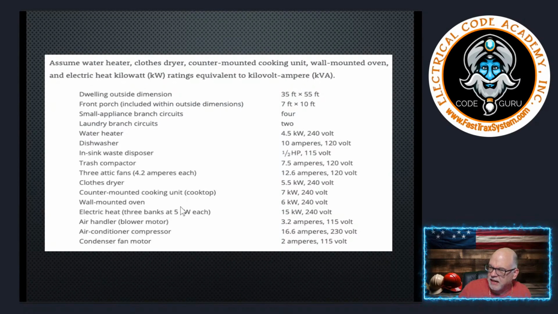That is 7 kW at 240 volts. And remember, it does have a neutral contribution. We'll look at that at some point. Then we have a wall-mounted oven, 6 kW at 240 volts.